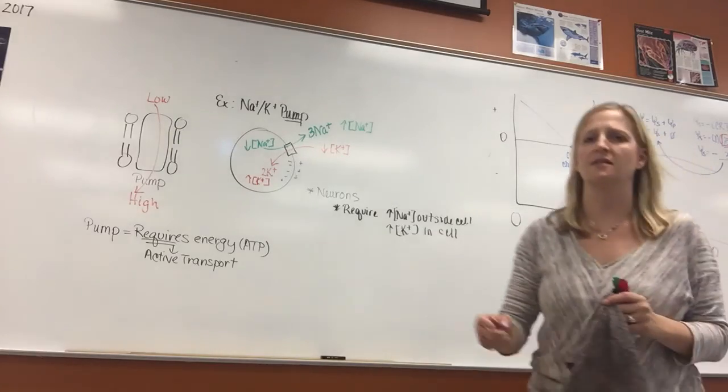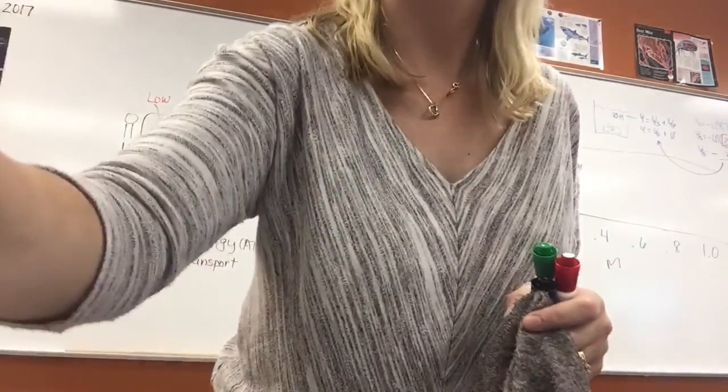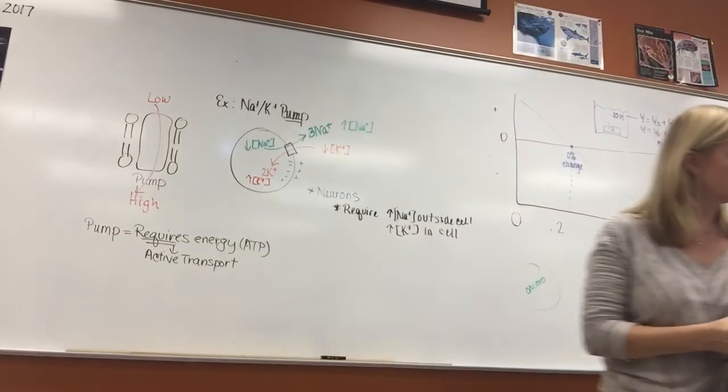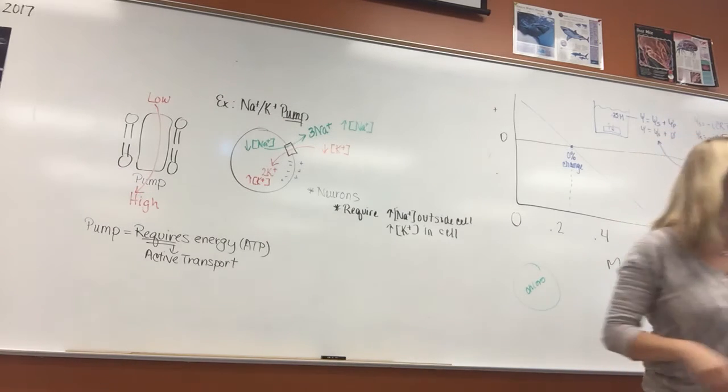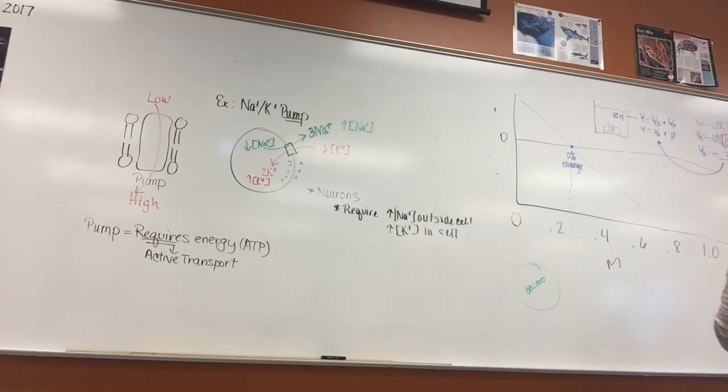Other questions? Yes. Can we do number 11? Number 11. Okay. So number 11, this is more of an analogy and kind of leading to the next chapter. Explain why a concentration gradient across the membrane represents potential energy.